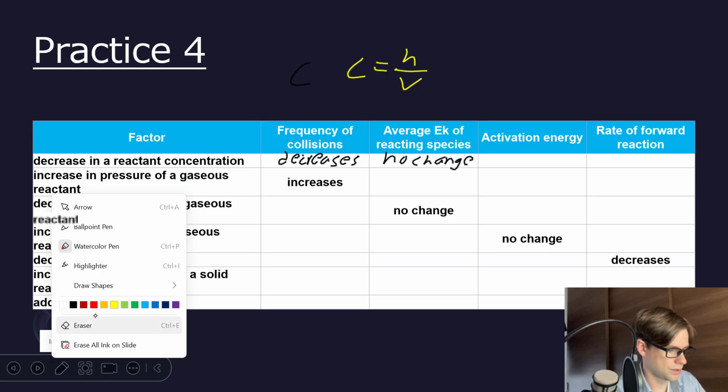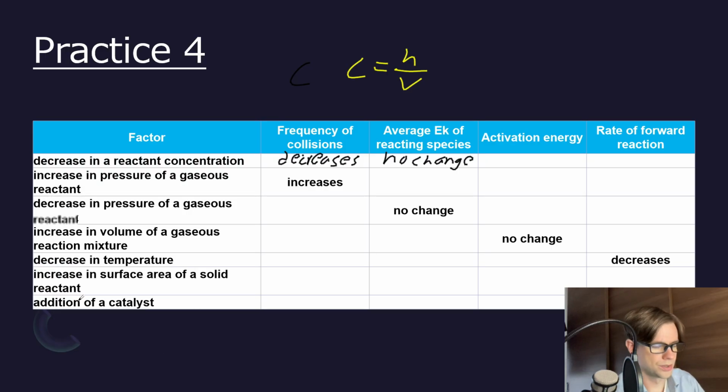All right. Activation energy. Decrease reactant concentration, no change on activation energy. The required combined kinetic energy is still the same. Rate of forward reaction. Well, if we have lower amount of collisions and no changes anywhere else, rate depends on collisions, so decrease rate.